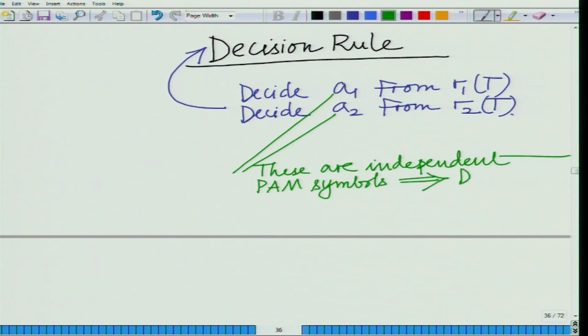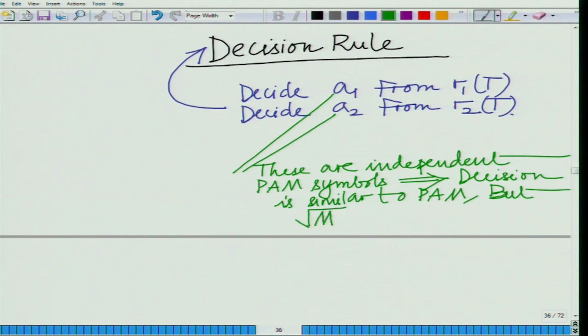Which implies the decision is similar to PAM, but remember these belong to square root M-ary PAMs, and this is important, square root M-ary PAM. So, we are going to use the same decision rule that we have used for PAM, that is pulse amplitude modulation, but each of these belongs to a constituent square root M-ary PAM. So, the decision rule will correspond to that of a square root M-ary PAM.